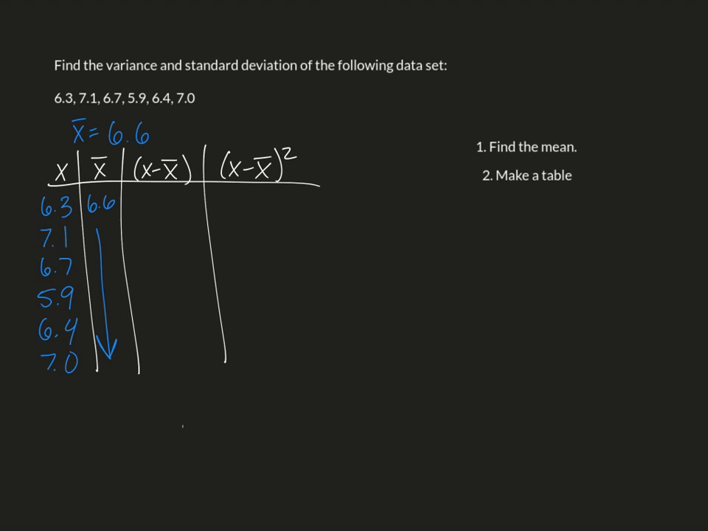So I have started filling this in. I just wrote our values of x. Remember, those are the numbers in the data set. So 6.3 and then up to 7.0 is the last one. Then the x bar is the same for all of them. It's the mean, what we just found, 6.6. In this next column, you are going to take x and subtract x bar. So 6.3 minus 6.6 gives us negative 0.3. In the last column, you are then going to square that. So negative 0.3 squared is 0.09. So go ahead and continue this for the other values.